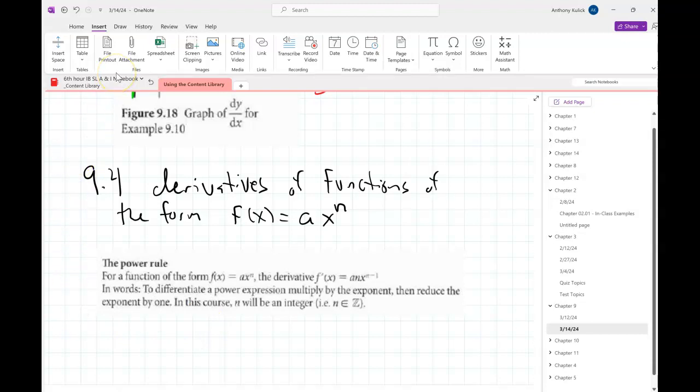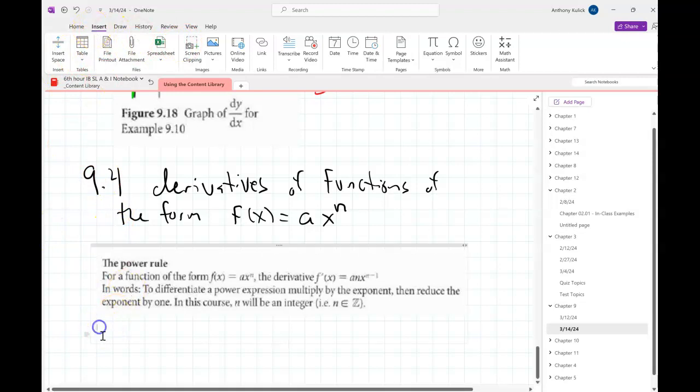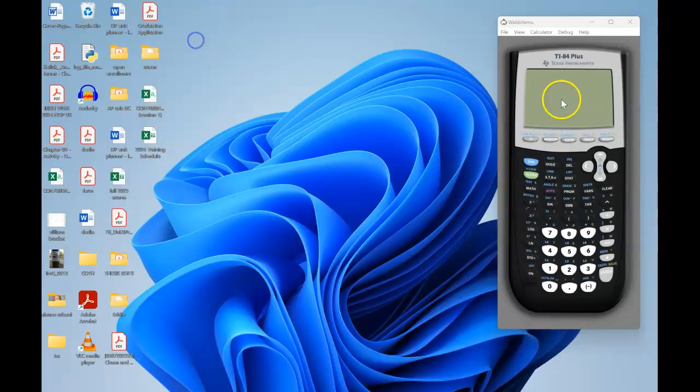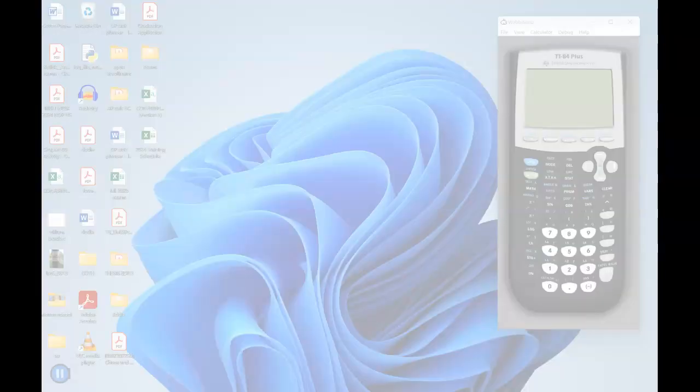This says, for a function of the form ax to the n, the derivative of it is going to be a times n times x to the n minus 1. Let's do some examples.